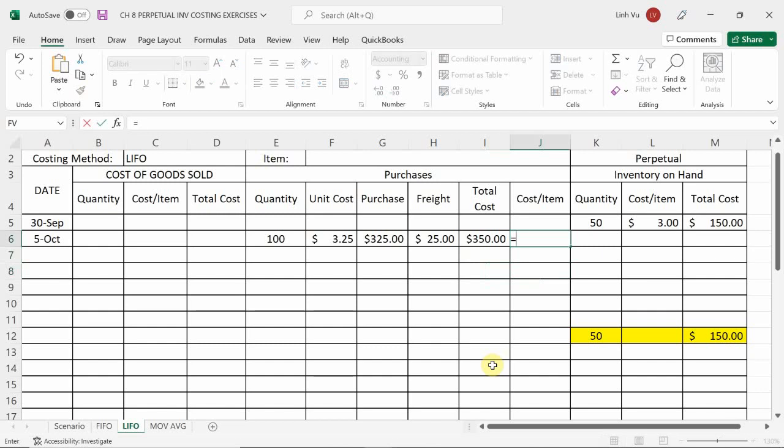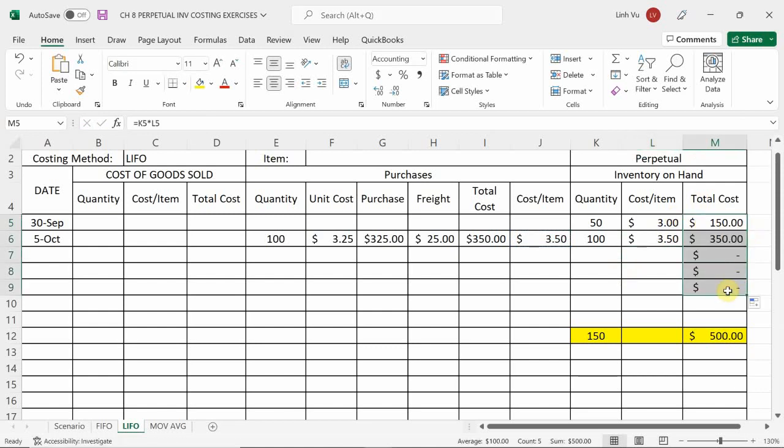And because we're using LIFO, I need to know what my cost per item is here. $3.50. So once again, I'm going to plug that number in here, because now I have 100 more units at $3.50. So now I have a total of 150 units at a grand total of $500, available to sell.